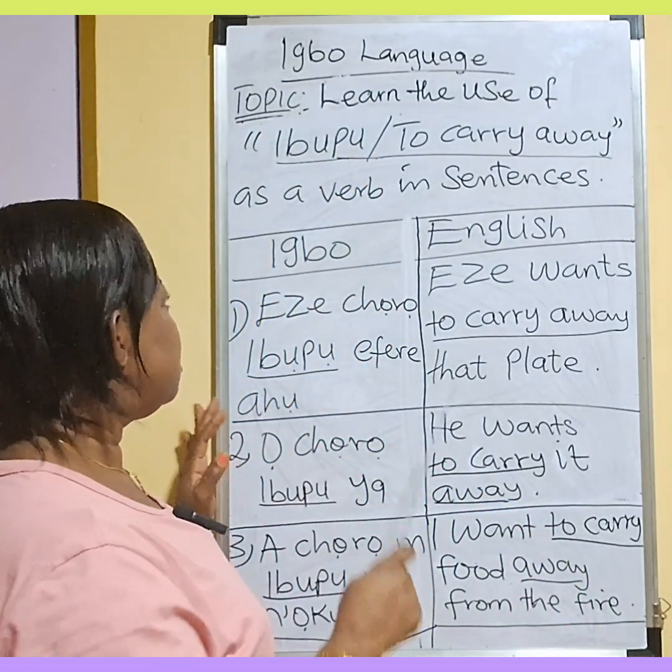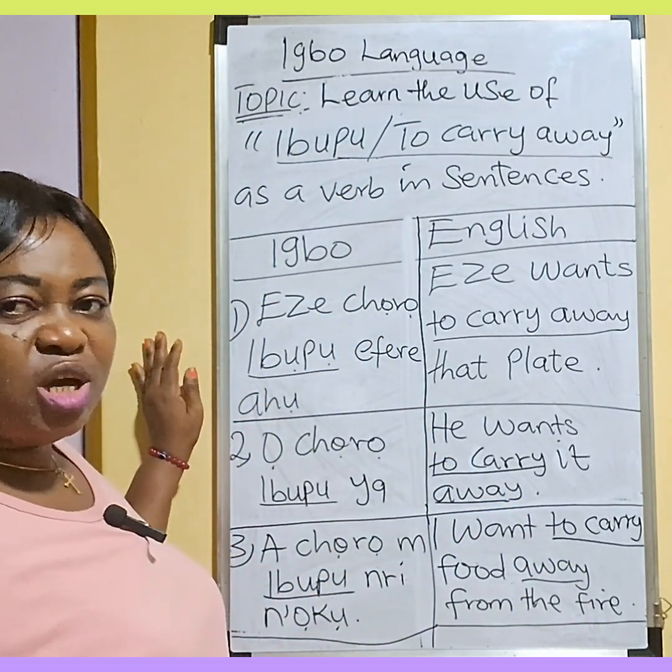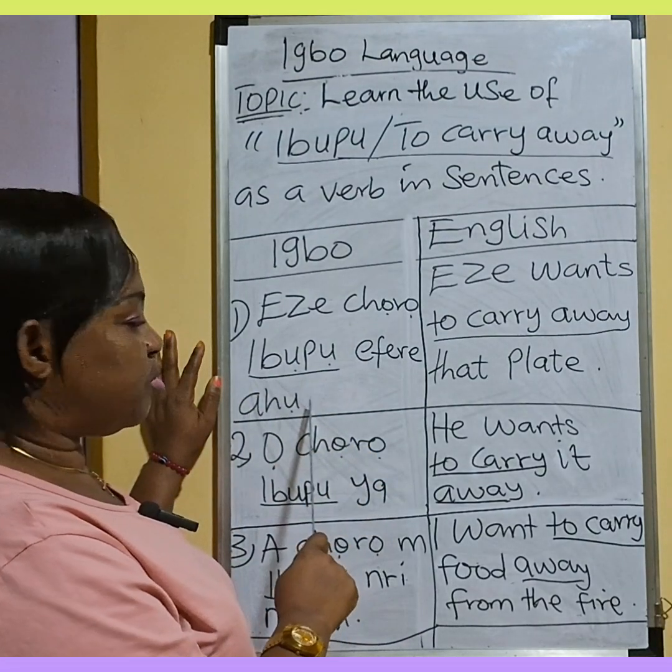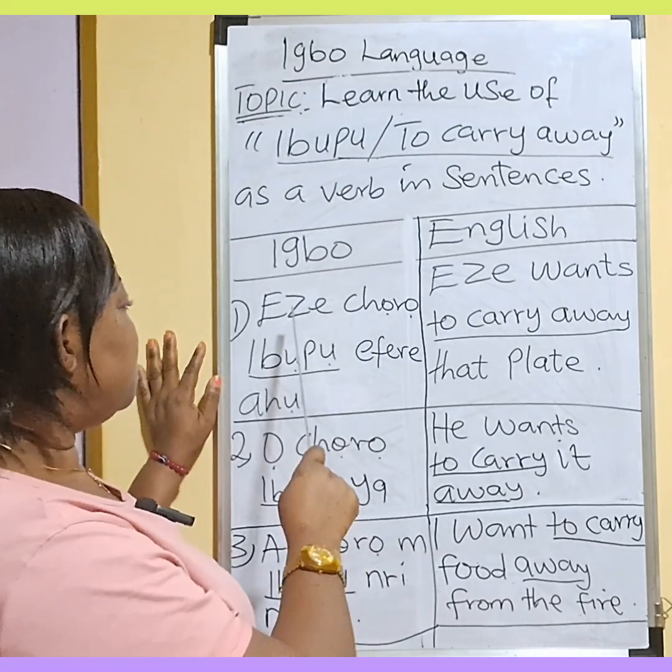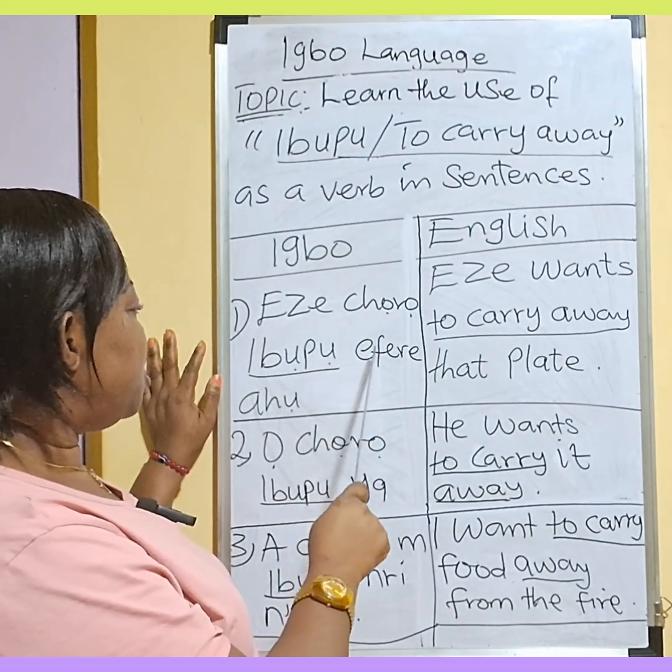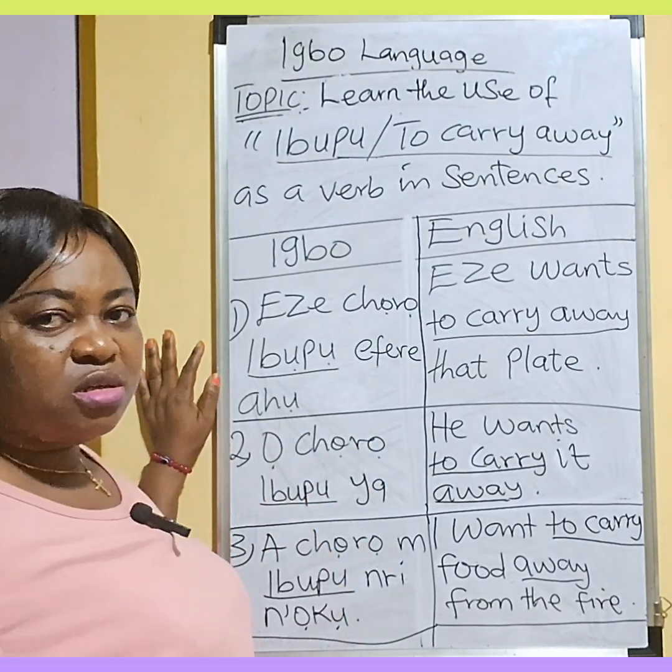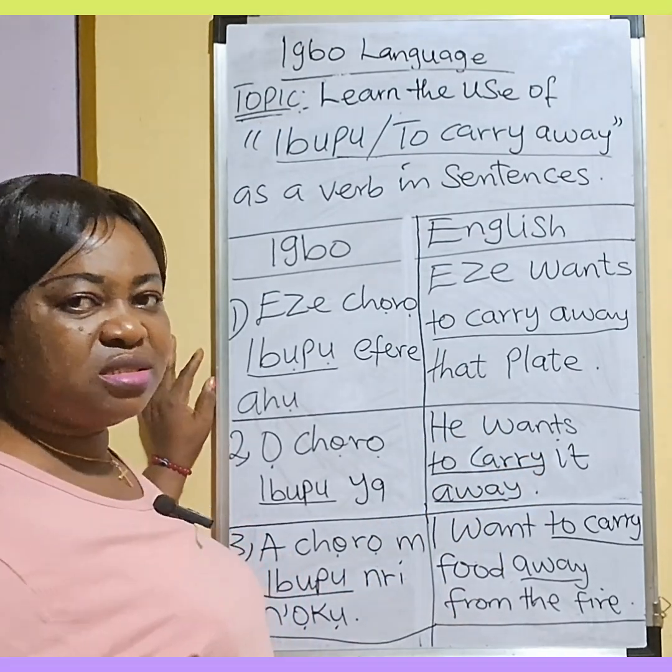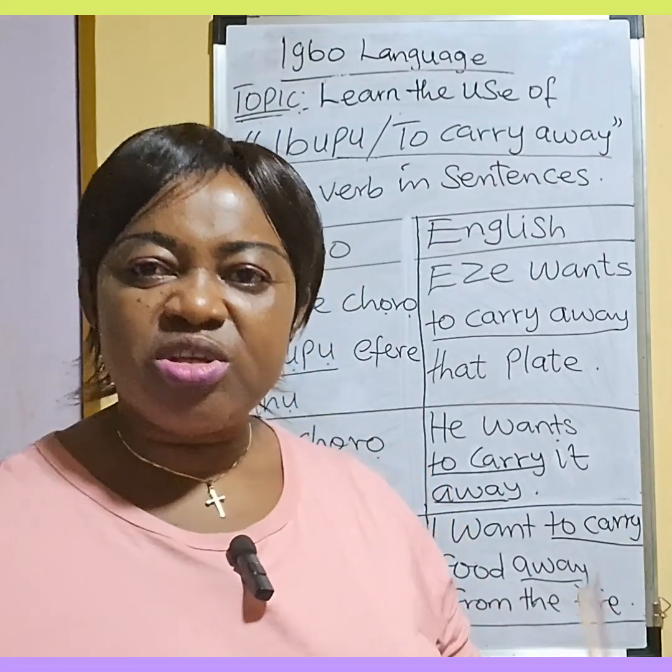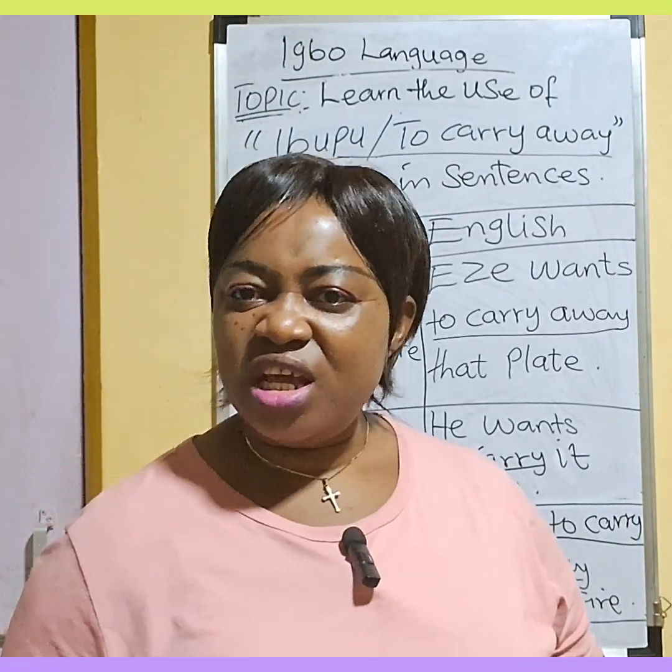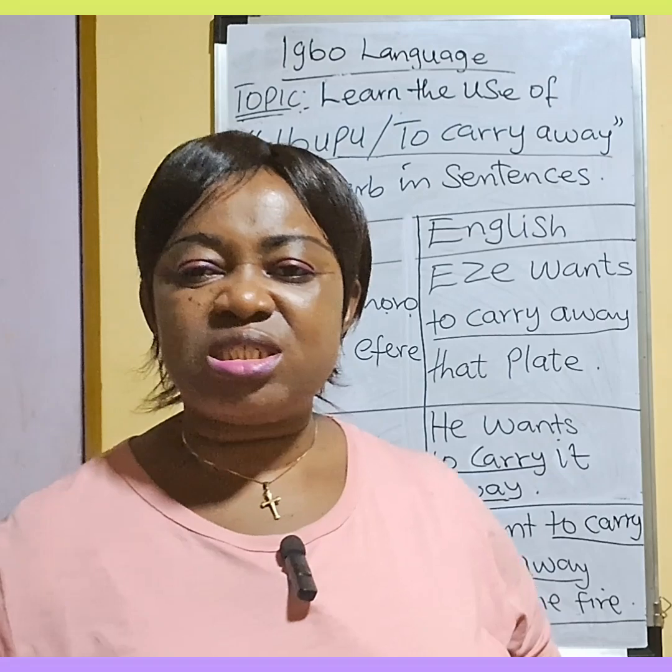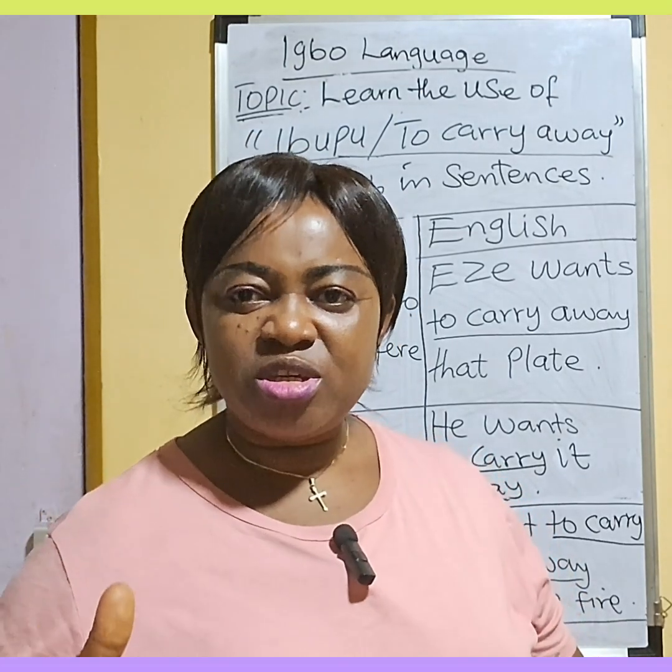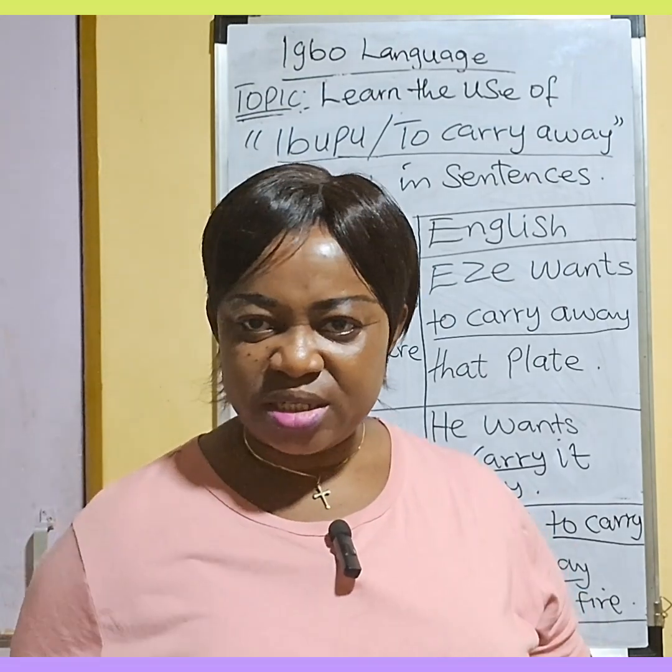Let us start. Igbo, English. Number one sentence says, Eze chọrọ ibupu efere ahụ. Again, Eze chọrọ ibupu efere ahụ. It means Eze wants to carry away that plate. Eze wants to carry away that plate. Remember, like I said, ibupu is the opposite of ibute.